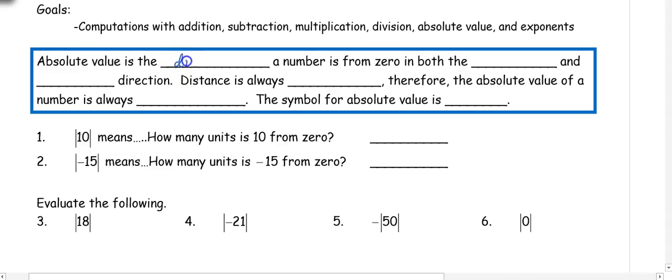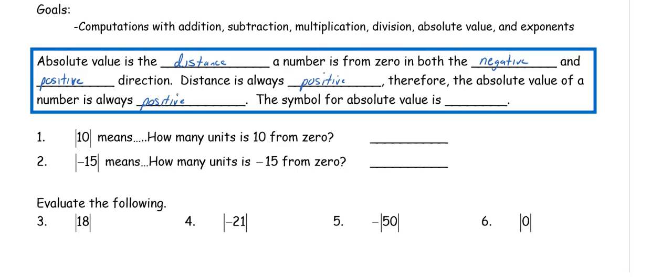Absolute value is the distance a number is away from zero, both in the negative and positive direction. So remember that distance is always going to be measured as a positive. Therefore, the absolute value of a number is always going to be positive. So remember that distance is positive because we say if we're traveling somewhere, we're going a certain number of miles or a certain number of feet or yards. It's always a positive number. We don't talk about going -5 miles somewhere.